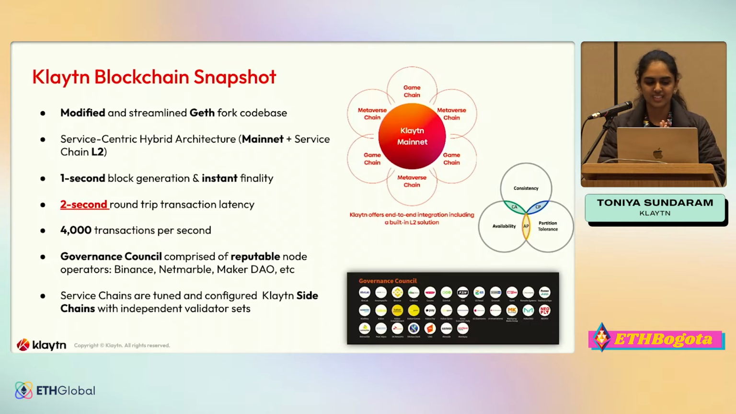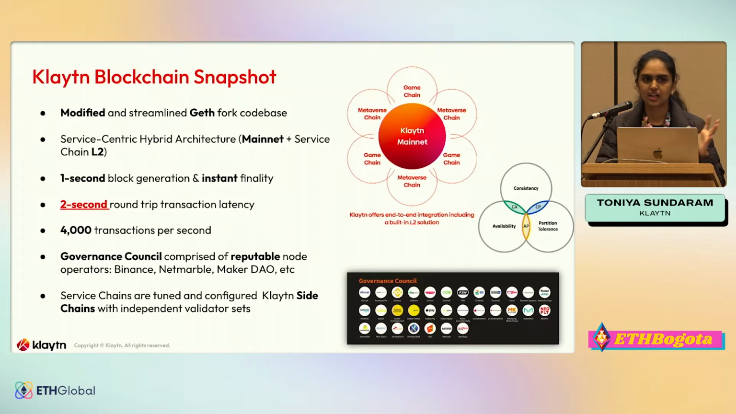So what is Klaytn? Klaytn is an EVM-based code base, mainly forked from Go Ethereum four years ago. Since then, it has been highly modified and streamlined in the EVM layer, the execution layer, the protocol layer, the storage layer, and the gossip layer. Klaytn is a service-centric hybrid architecture, more like a POA or permissioned validator set in terms of generating blocks and validating blocks.